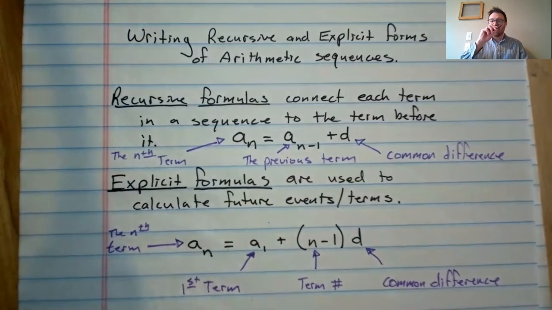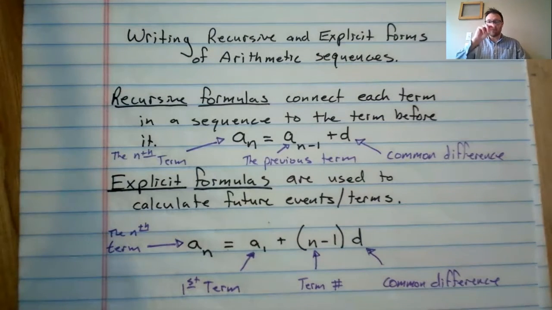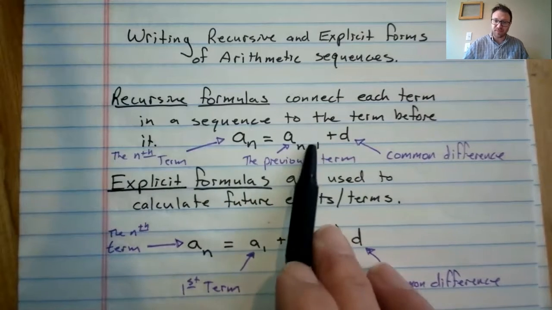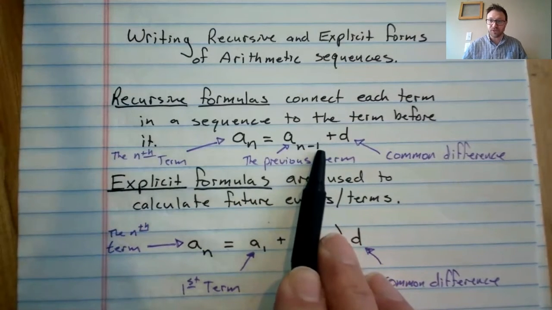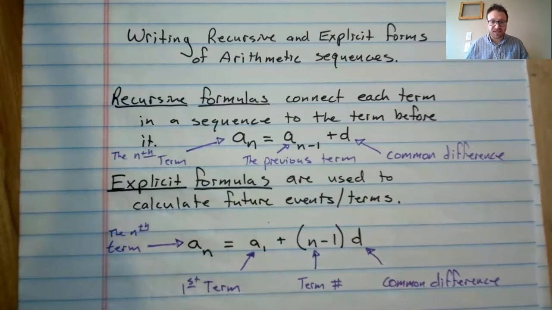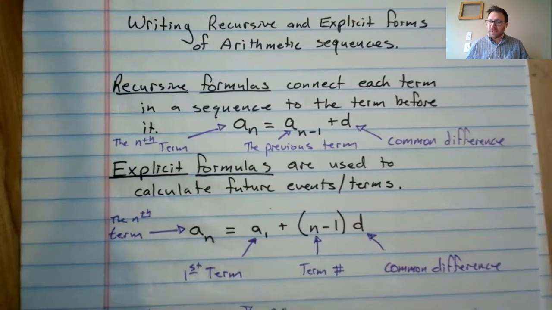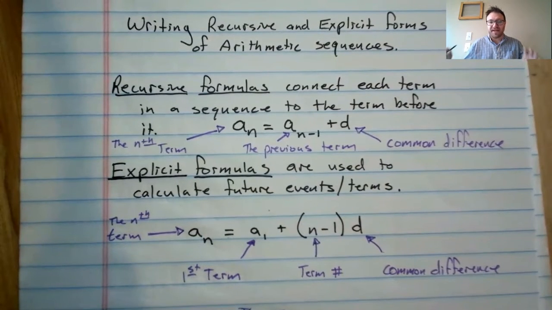So what's the common difference from one term to the next, to the next, to the next, to the next? How am I going from one term to the next? Okay, so that would be the formula, the setup that we're going to look at here for recursive. Explicit, so we're going to use this as another way to predict a future event based on the information we have so far.